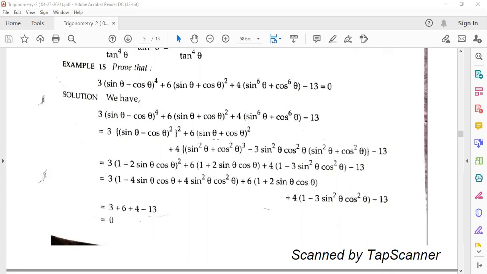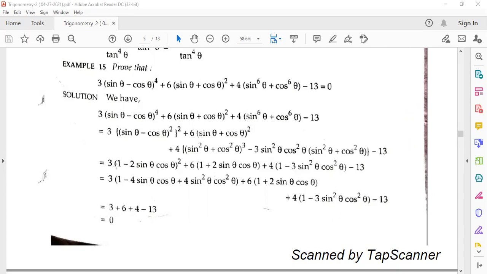Plus 6 into here also a plus b whole square, that means a square plus b square plus 2ab. A square means sin square theta, b square means cos square theta, plus 2ab means 2 sin theta cos theta. So sin square theta plus cos square theta will be given this 1 plus 2 sin theta cos theta. Plus 4 into here sin square theta plus cos square theta, 1 cube means 1, so that 1 is coming minus 3 sin square theta cos square theta. Again the value of sin square theta plus cos square theta is 1, so it will be coming 4 into 1 minus 3 sin square theta cos square theta, minus 13.